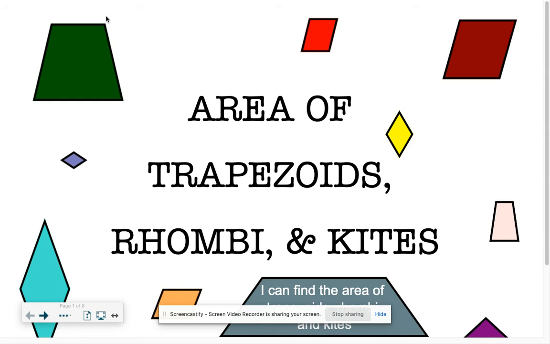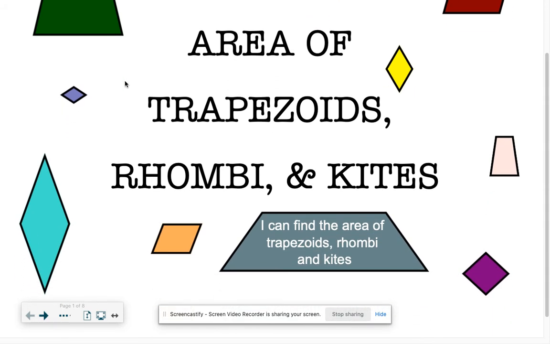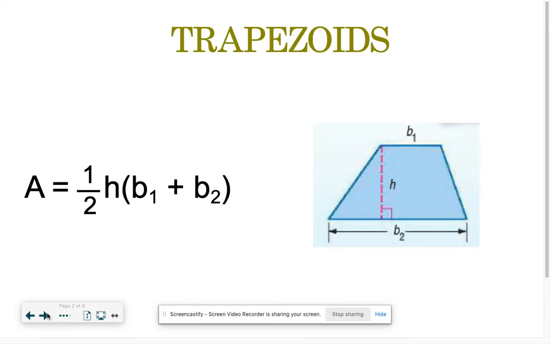Okay, area of parallelogram, I lied again, geez. Area of trapezoids, rhombi, and kites. You're gonna be able to find the areas of these. Again, you might know how to do this, you might not, but it's all very basic because you're just plugging into a formula.